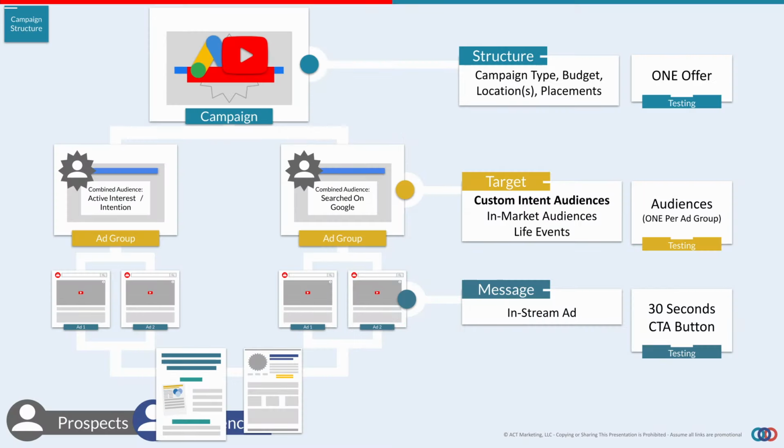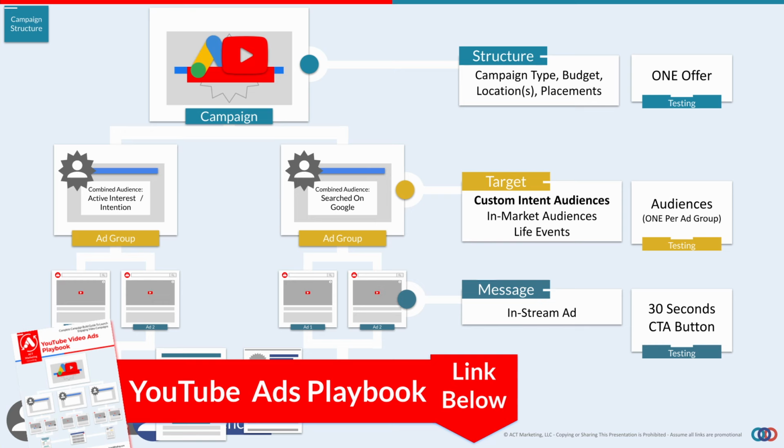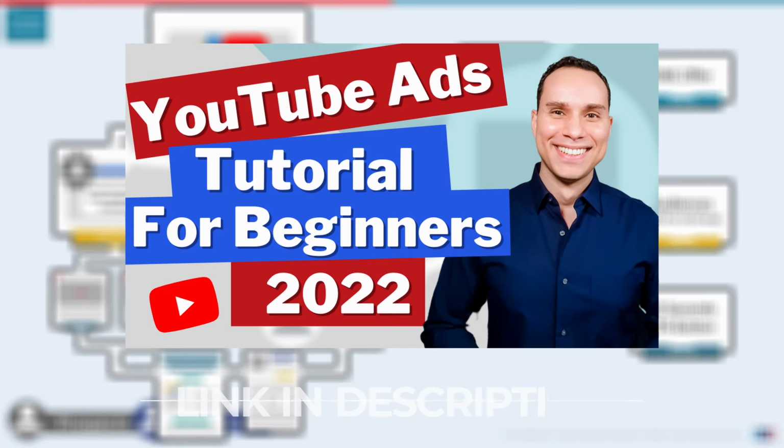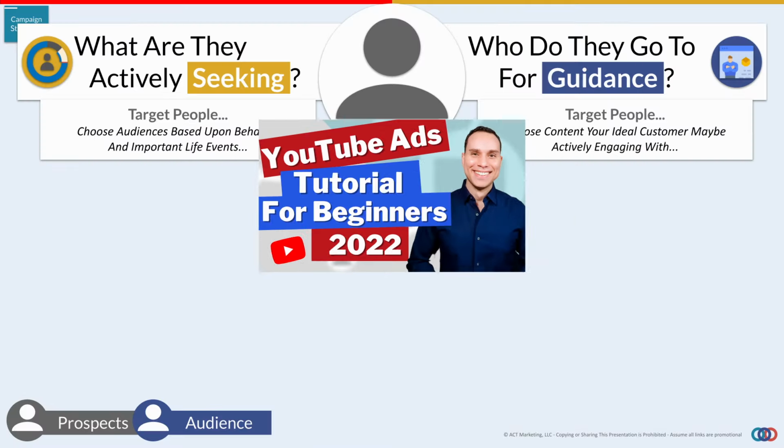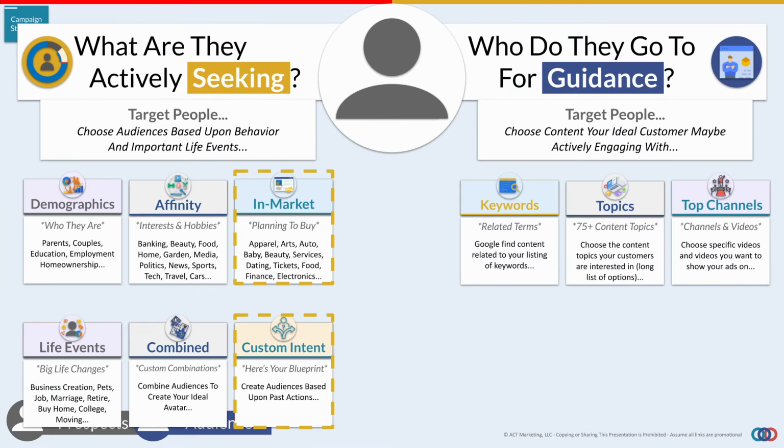Jumping back into our diagram, we created that first ad group. So you'd go ahead and create your second ad group. And then I'll link up in the description to our YouTube ads playbook, along with a much deeper dive YouTube ads tutorial to help you come up with other types of campaigns to test. But this is definitely the first one you want to set up if you're trying to drive traffic, leads, sales off of YouTube.